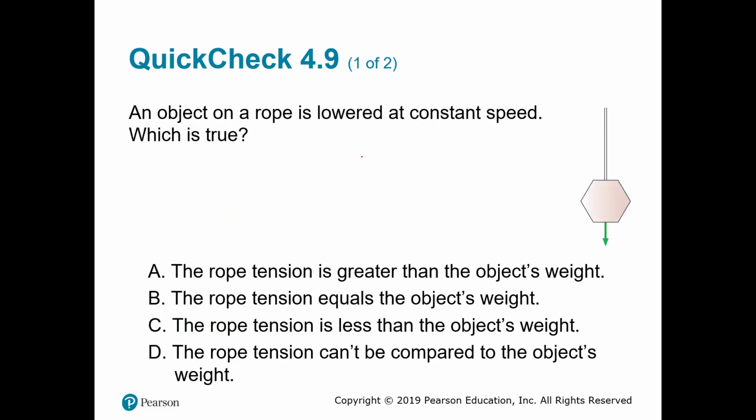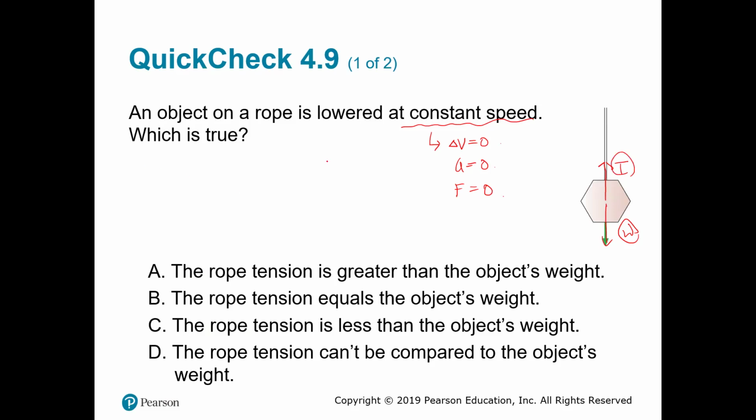And an object on a rope is lowered at a constant speed. Then what is true? Constant speed, so that means delta V is zero. So delta V zero, then acceleration zero. So acceleration zero, your net force is zero as well, right? So now you have to draw the force diagram. What are the forces acting on the object here? Tension is acting upward and the weight is acting down, right?